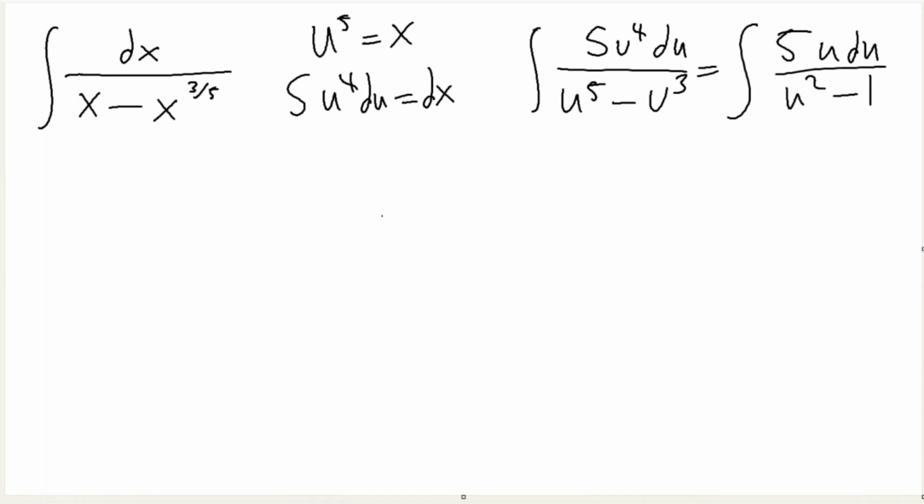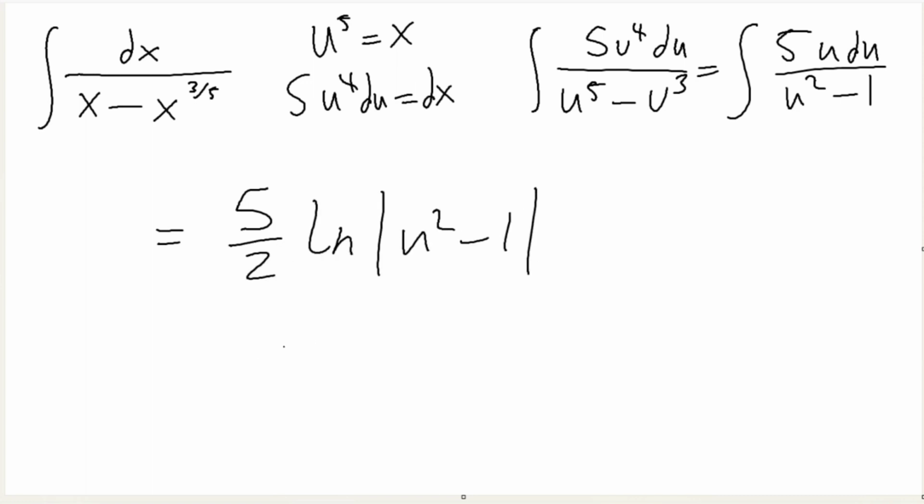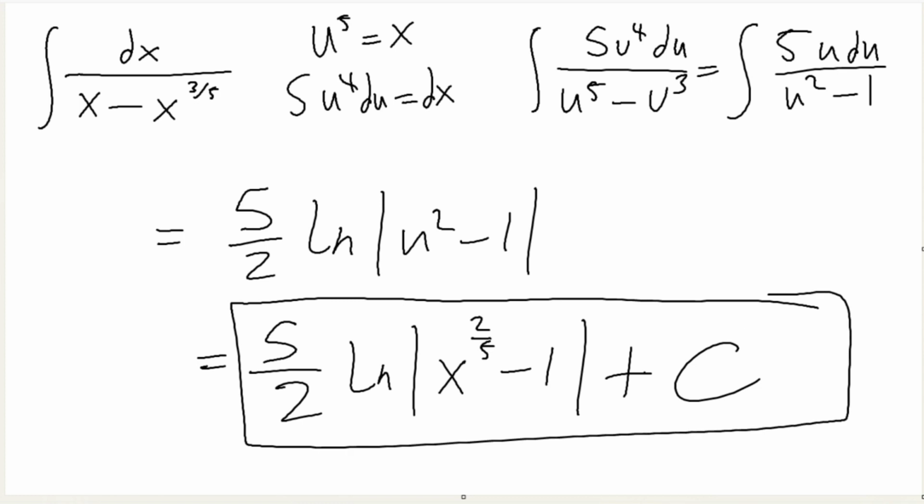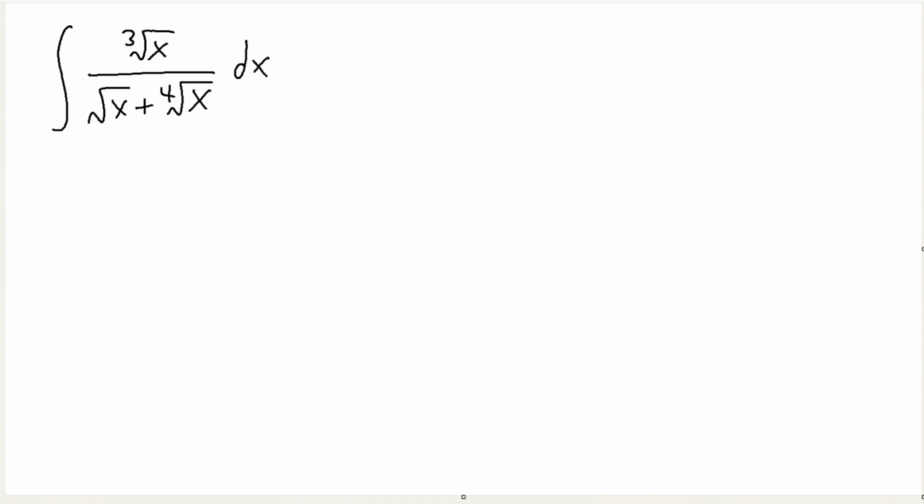Okay, so it's just the basic 5/2 ln of u squared minus 1. And so plugging in u, our answer would be 5/2 of ln of x to the 2/5 minus 1. You can start to see a pattern that our coefficient reciprocates our exponent. Okay. Alright, this is our last integral for power substitution.